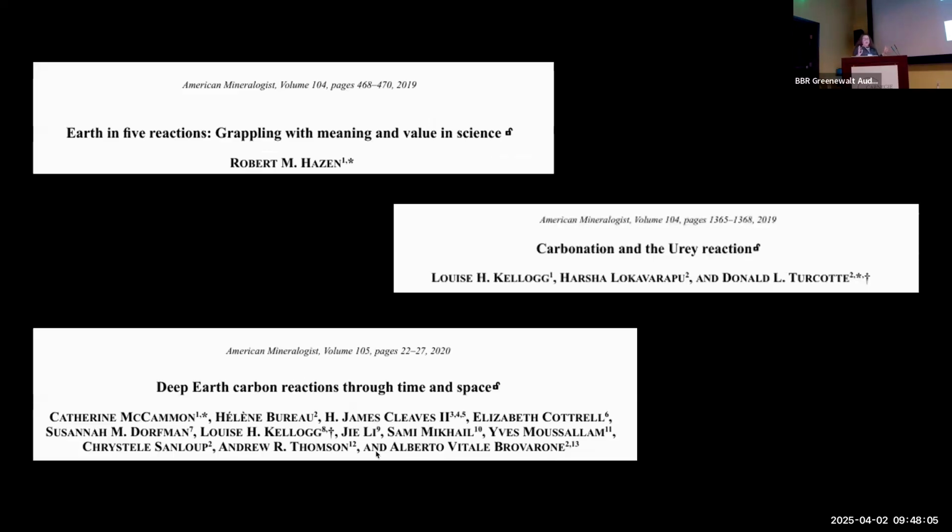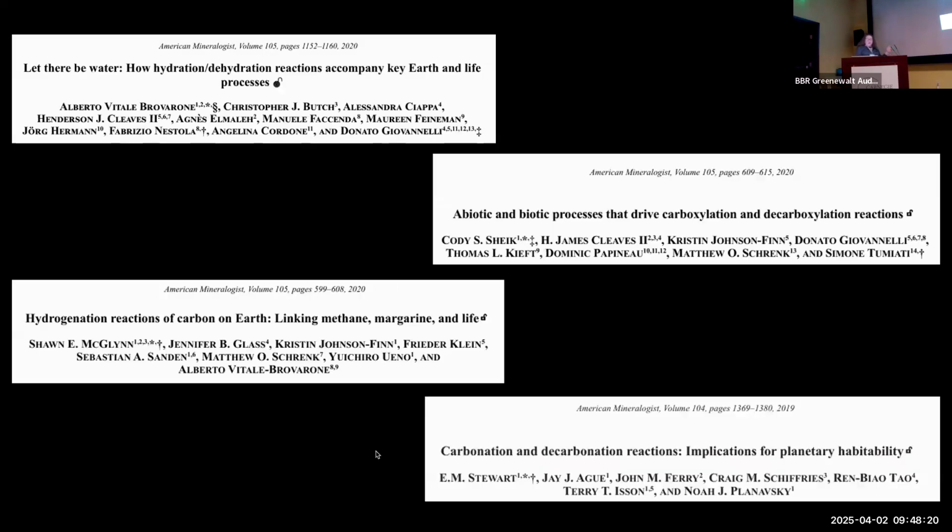So Earth in 5 reactions was grappling with meaning and value in science, because the question is what's the most important and how do you define that? Bob Hazen did that related to the workshop. Carbonation, the Urey reaction, deep Earth carbon reactions through time and space. Some of the papers that I got on were Let There Be Water: How Hydration and Dehydration Reactions Accompany Key Earth and Life Processes; Abiotic and Biotic Processes that Drive Carboxylation and Decarboxylation Reactions; Hydrogenation Reactions of Carbon on Earth: Linking Methane, Margarine, and Life; Carbonation and Decarbonation Reactions: Implications for Planetary Habitability. This all seemed to me very topical for the type of discussion we're trying to have this week.